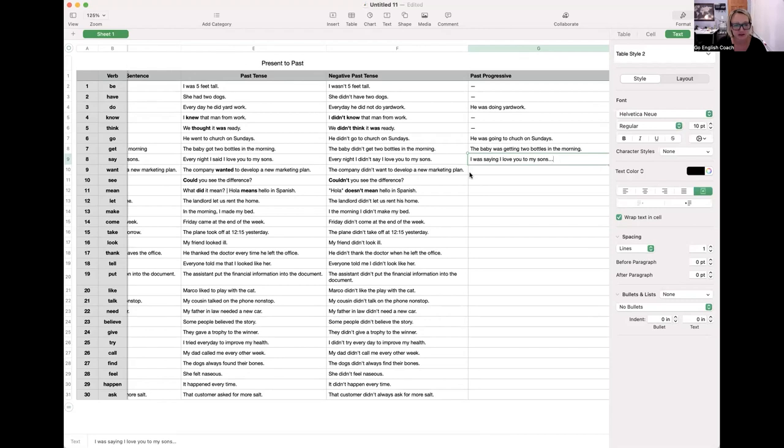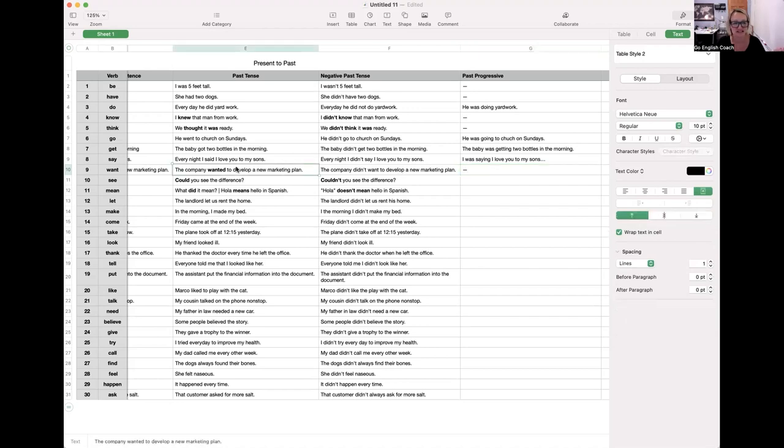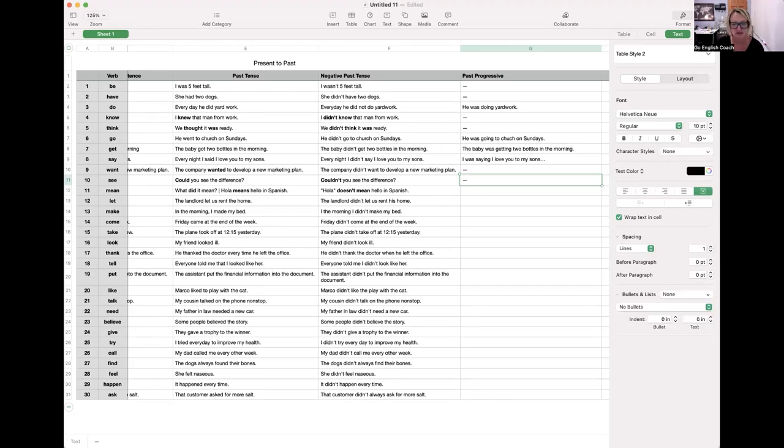The company wanted to develop a new marketing plan. Let's do this. Because want is one of those non-action verbs, you could say the company was wanting to, but it doesn't mean anything different from this. The company wanted to develop a new marketing plan. Okay. So, could you see the difference? Couldn't you see the difference? Nope. With can, we don't use progressive tenses. Mean is the same thing. We don't use it. This should work.